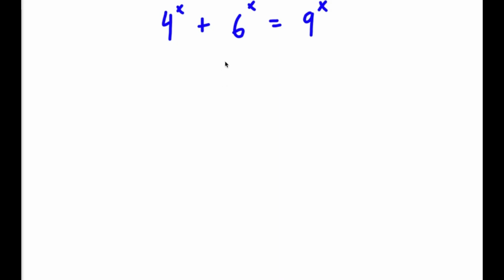In today's video, I'm going to be teaching you guys how to solve this exponential equation. So we have 4 to the power of x plus 6 to the power of x is equal to 9 to the power of x. Now what I'm first going to do is I'm going to start by dividing both sides by 9 to the power of x.